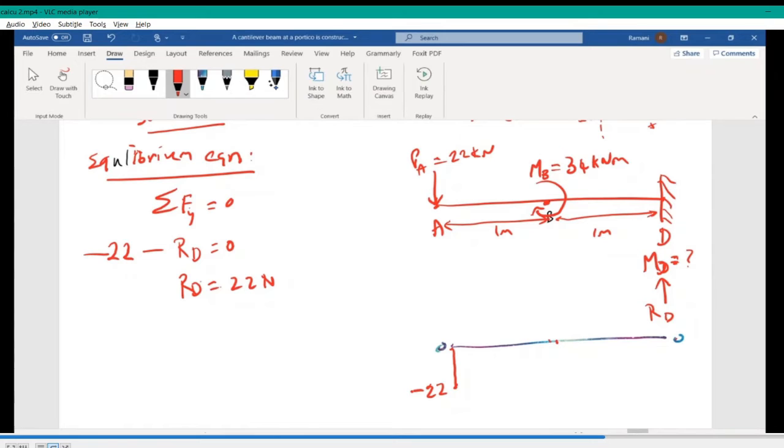Any loading here? No loading here. It is not changing, but when you reach here, until this point I reach minus 22. When I reach here, there is a positive one, so when you add this positive one, it will get closed back to 0. That's how you will have RD is equal to positive 22 newtons, the reactive force for the load at this point.